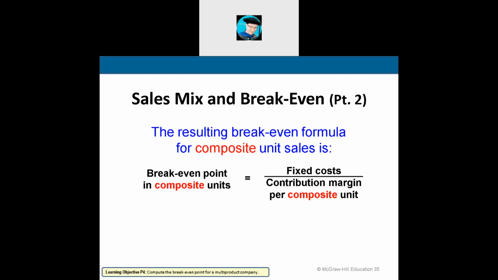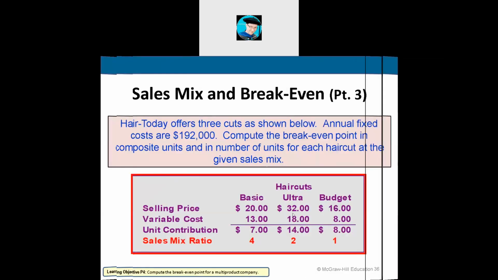So let's say you have like a Macy's or a CVS or whatever. There's a whole lot of different products that they sell, right? So you can figure out the break even number of units you need to sell for the whole store to break even. And this is how you do it. Take your total fixed cost divided by the contribution margin for the composite units.